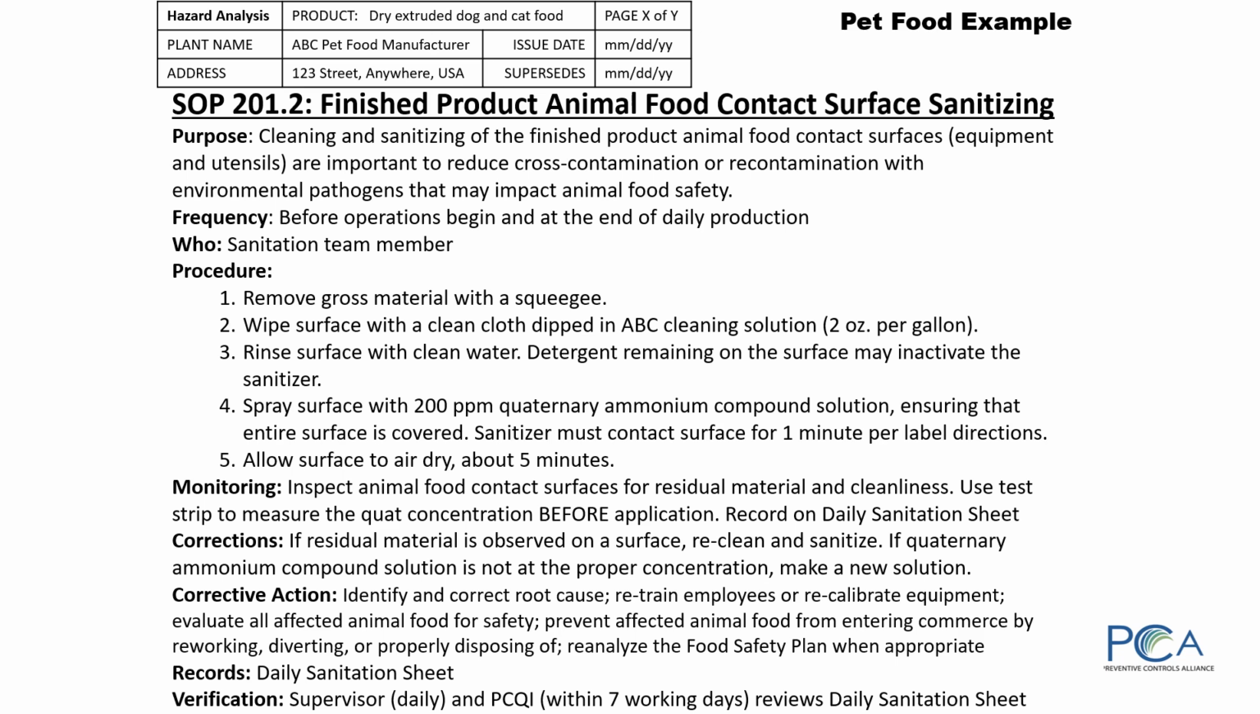So we need to make sure that is absolutely clean, sanitized, and there's no pathogens on it that could recontaminate our finished product. So let's take a look at this procedure to see what goes on in this preventive control. Number 1, remove gross material with a squeegee. Wipe the surface with a clean cloth dipped in ABC cleaning solution, and I have a formula there, 2 ounces per gallon. Rinse surface with clean water. Detergent remaining on the surface may inactivate the sanitizer.